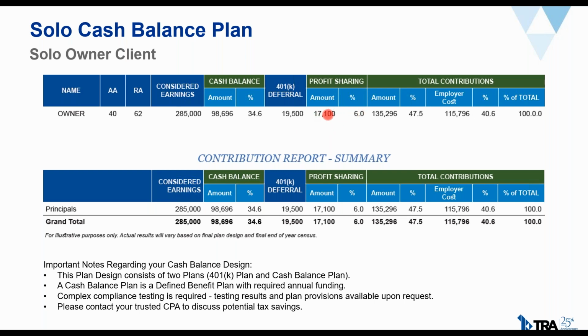So to make a long story short, instead of the $58,000 limit on tax-deductible contributions for this individual, they in fact were going to be able to contribute $135,000. So this business owner was very happy with that ability to save an additional $80,000 a year, roughly, on a tax-deductible basis for their retirement.